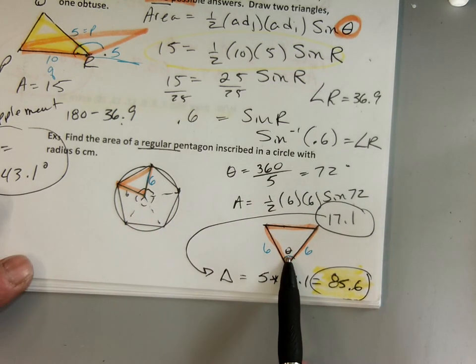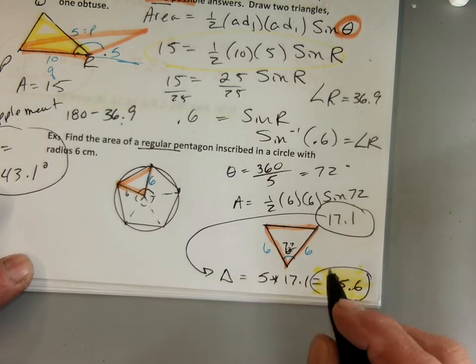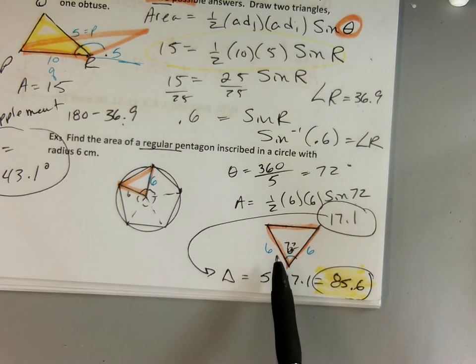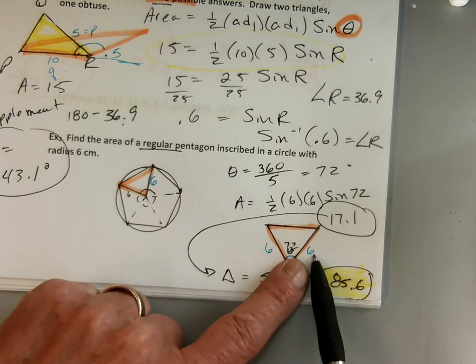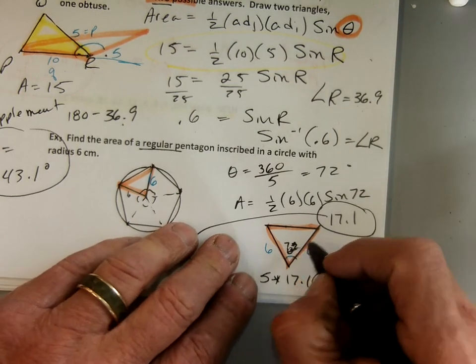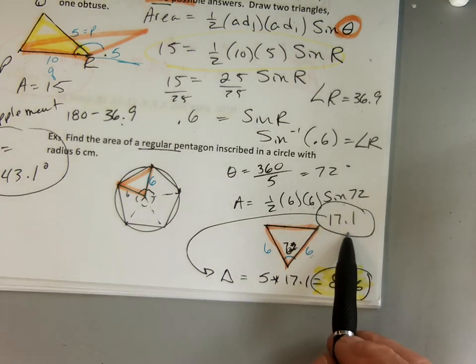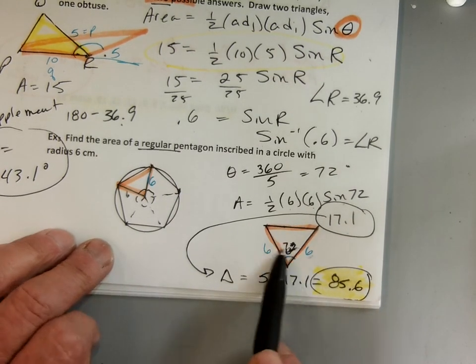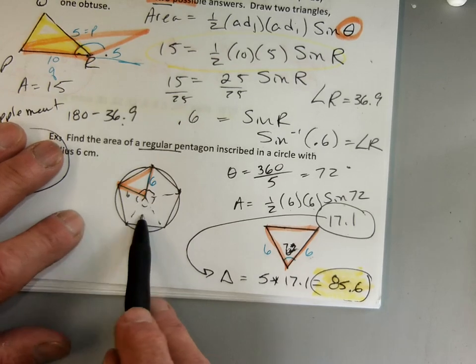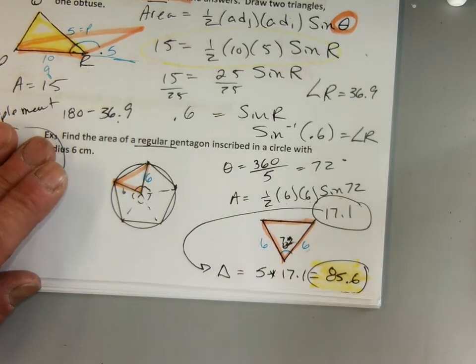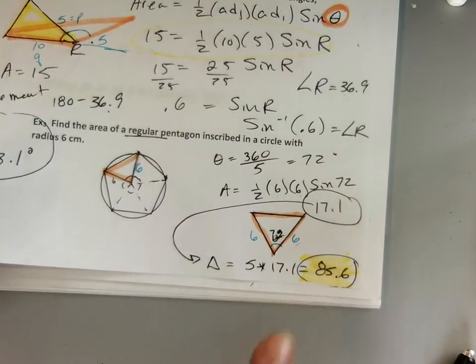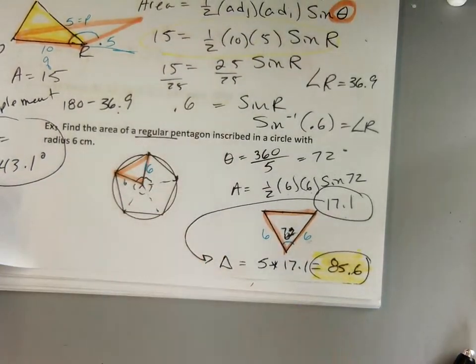So, okay, here's my triangle. That's a 72, okay? So I used my formula, 1/2 adjacent side times adjacent side times the sine of the angle. I used my calculator, 1/2 times 6 times 6 times sine of 72, and I got 17.1. And that's the value of one triangle. So I multiplied it times 1, 2, 3, 4, 5 triangles. Used my calculator, I got an answer of 85.6 for the entire pentagon. Okay? All right, turn the page.